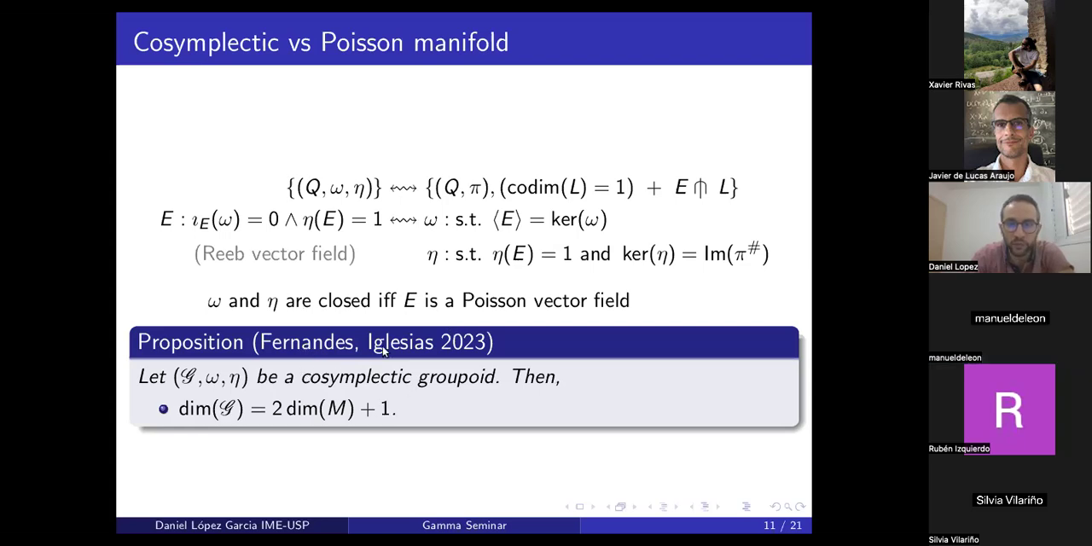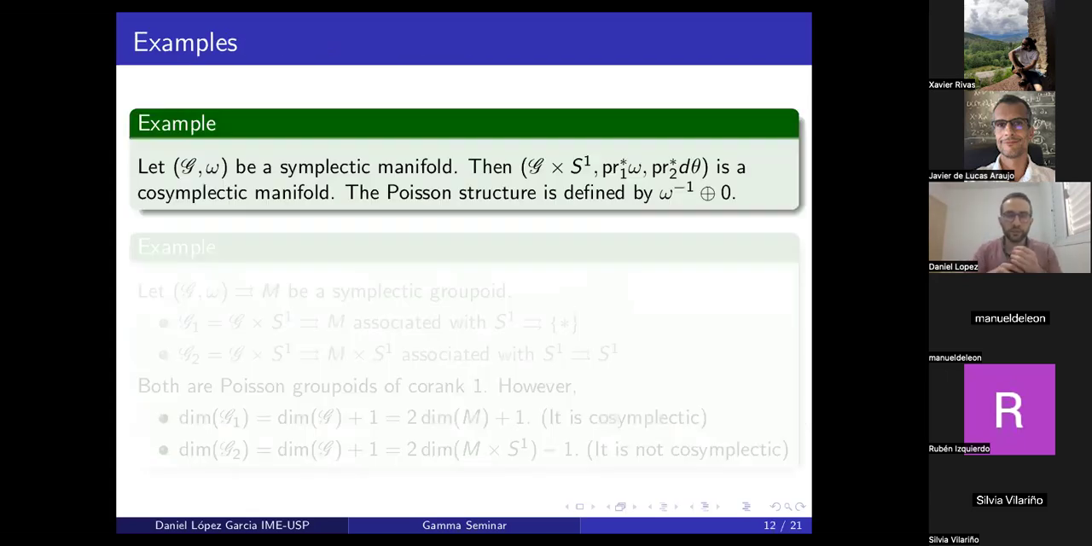It's a proposition by Rui Fernandes and David Iglesias. If you have a cosymplectic groupoid, then you have a relation between the dimension of the arrows and the dimension of the base. In the case of symplectic groupoids, the dimension of G is equal to 2 times the dimension of M. In the case of cosymplectic groupoids, in this version of cosymplectic, you have this relation: the dimension of G is 2 times the dimension of M plus 1. I wanted to highlight this because I'm going to use it in order to produce some examples which are not cosymplectic. Until here, any questions, or is it okay?